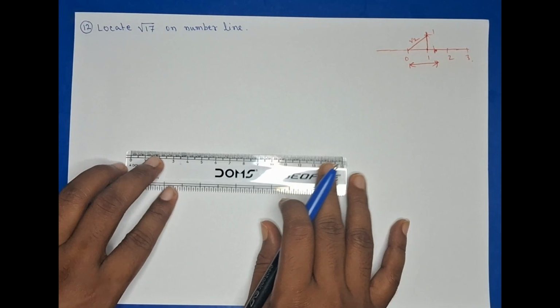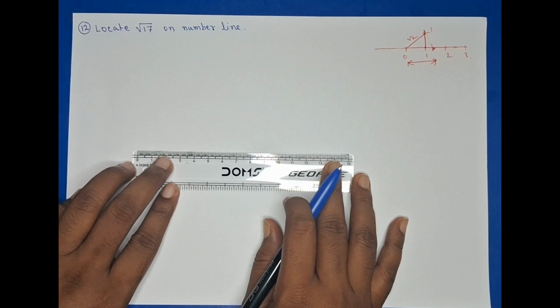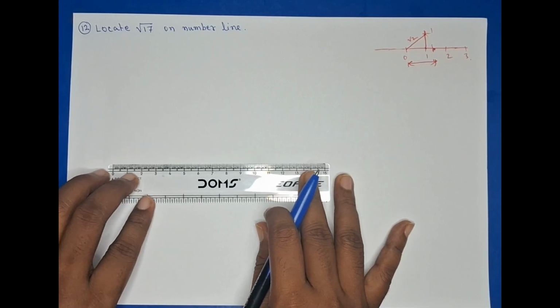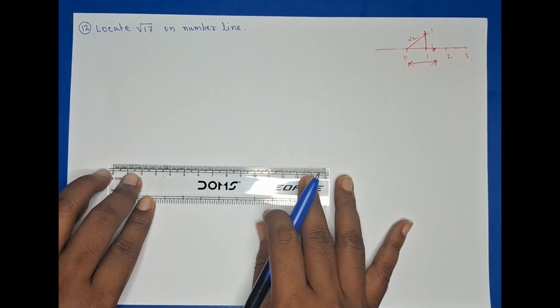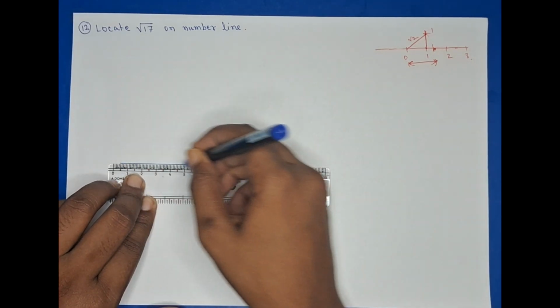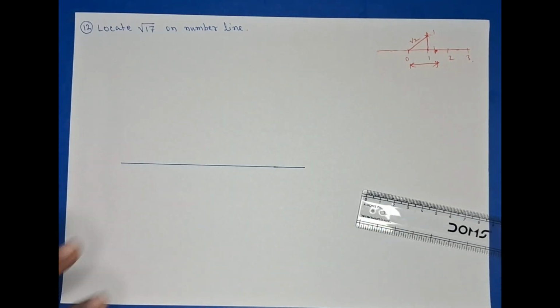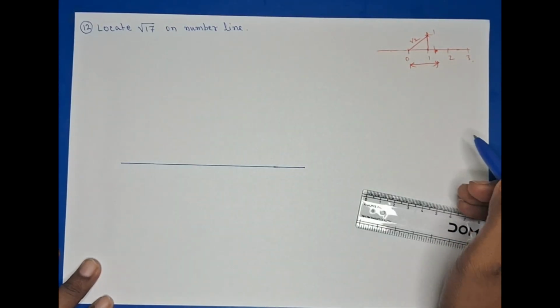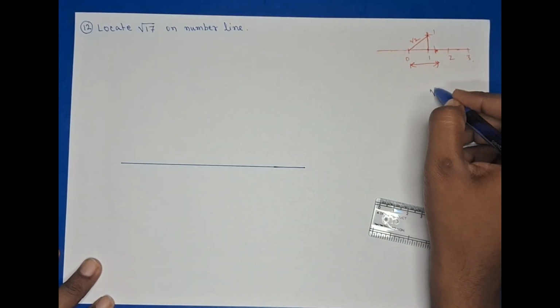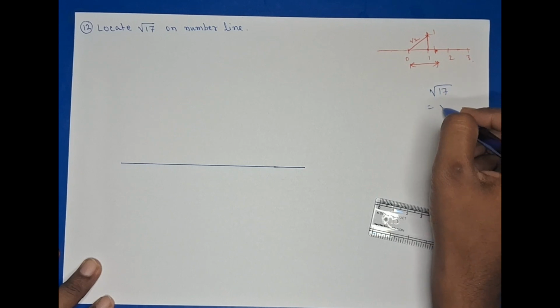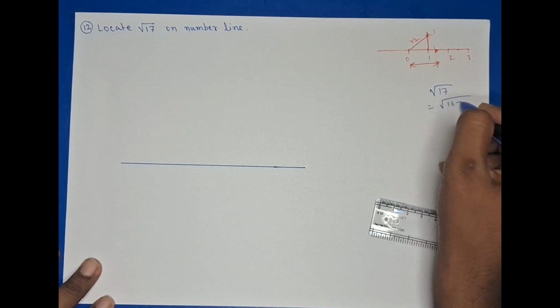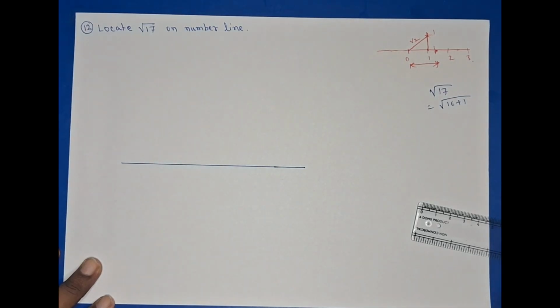Let me first draw a number line. So how are we going to use the logic? We have to find root 17. What is root 17? Root 17 we can write as 16 plus 1. Can we not? We can write.